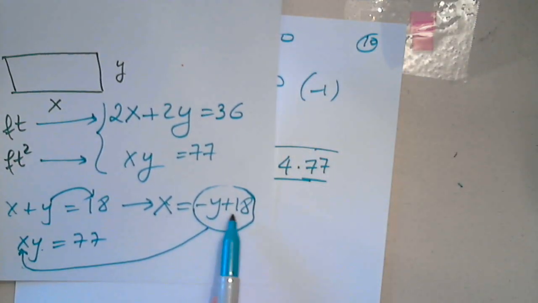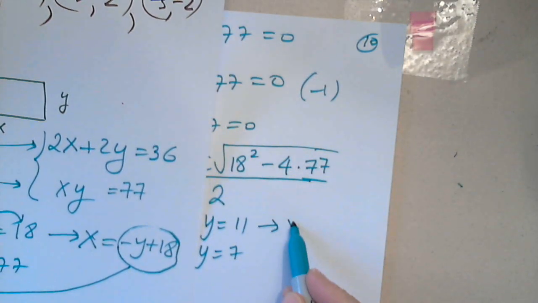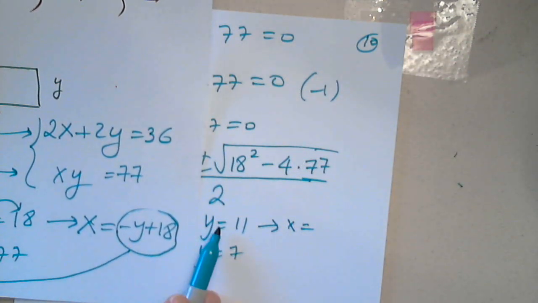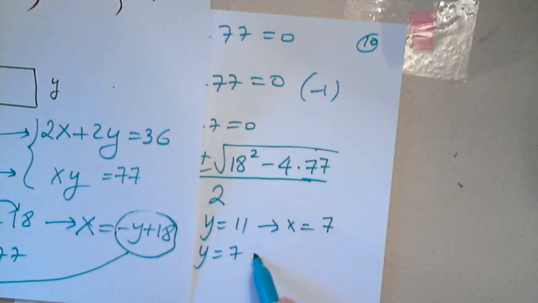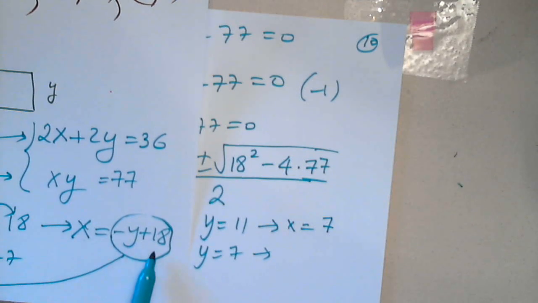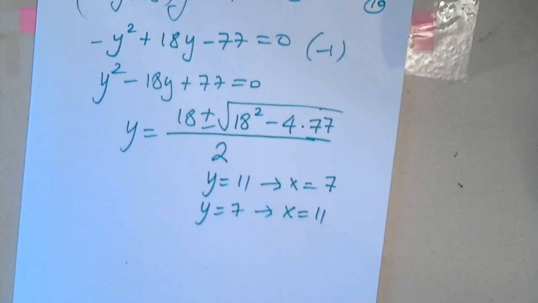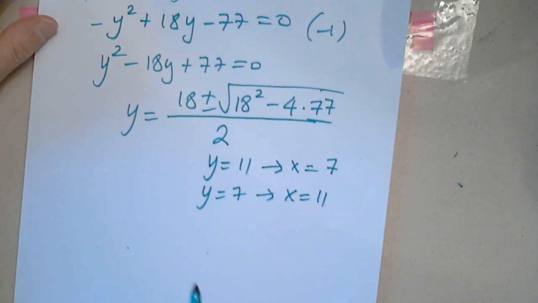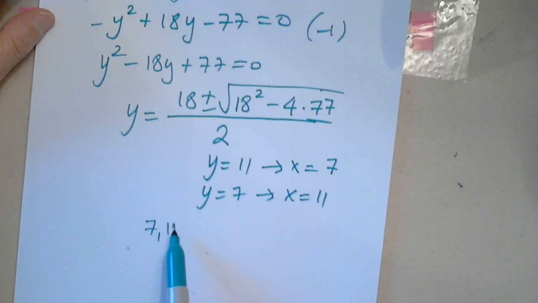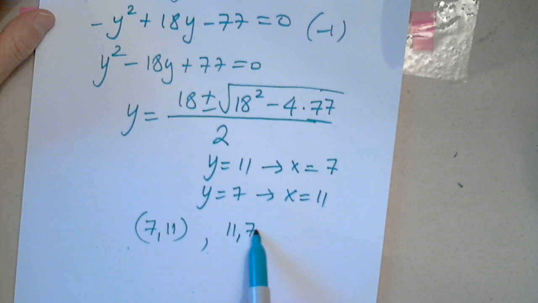So x was negative y plus 18. So here x equals negative 11 plus 18 is 7. And here negative 7 plus 18 is 11. So we have two options. 7, 11 or 11, 7.